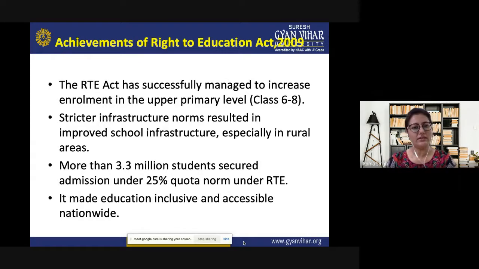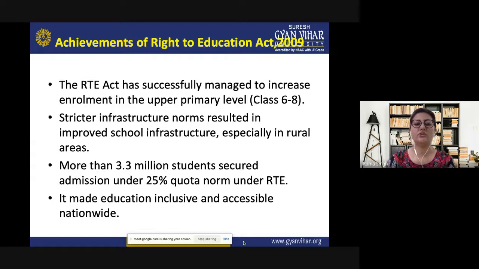So based on this, there are certain achievements of the Right to Education Act 2009, and these are: the RTE Act has successfully managed to increase the enrollment at the upper primary level, which was not so earlier than the passing of the Act. From classes 6 to 8, there were a large number of dropout cases.